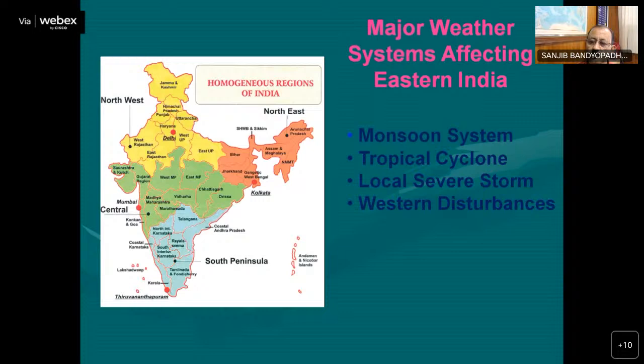As today's topic is tropical cyclone, we have two cyclone seasons. One is called the pre-monsoon cyclone season, that is April, May. And another is the post-monsoon cyclone season, that is October, November. During monsoon, normally no cyclone occurs, but there are rare cases. One or two systems have occurred in the monsoon season also.